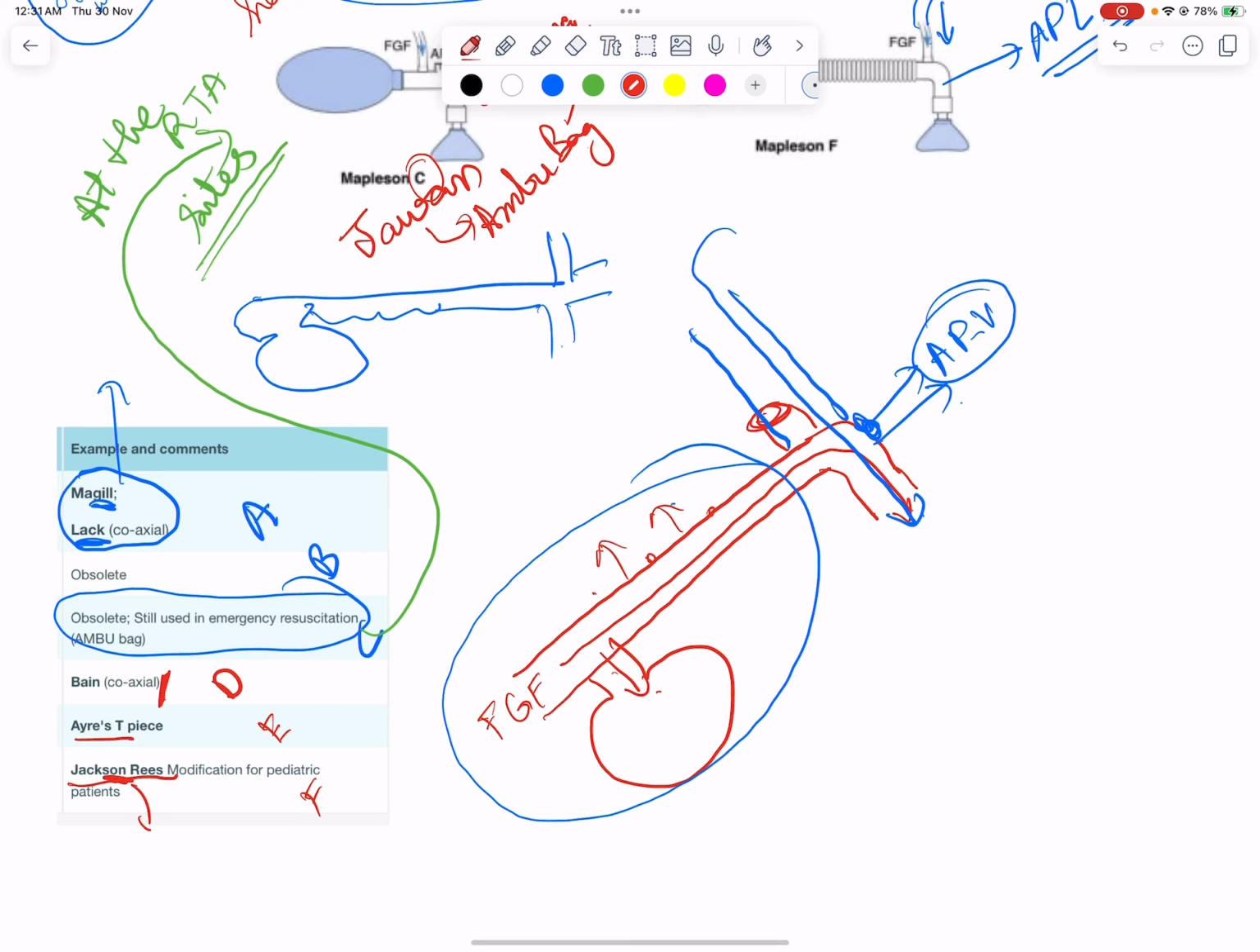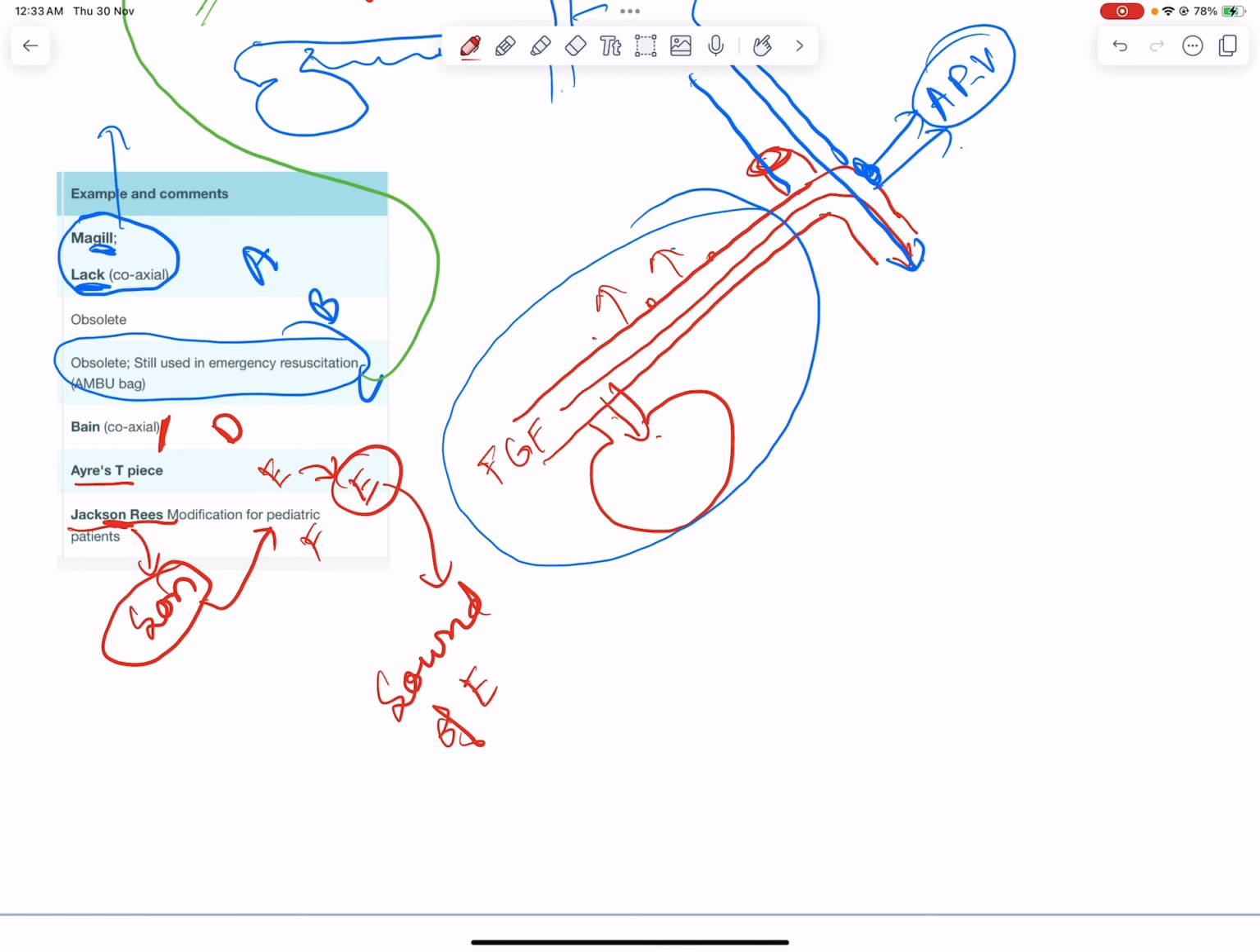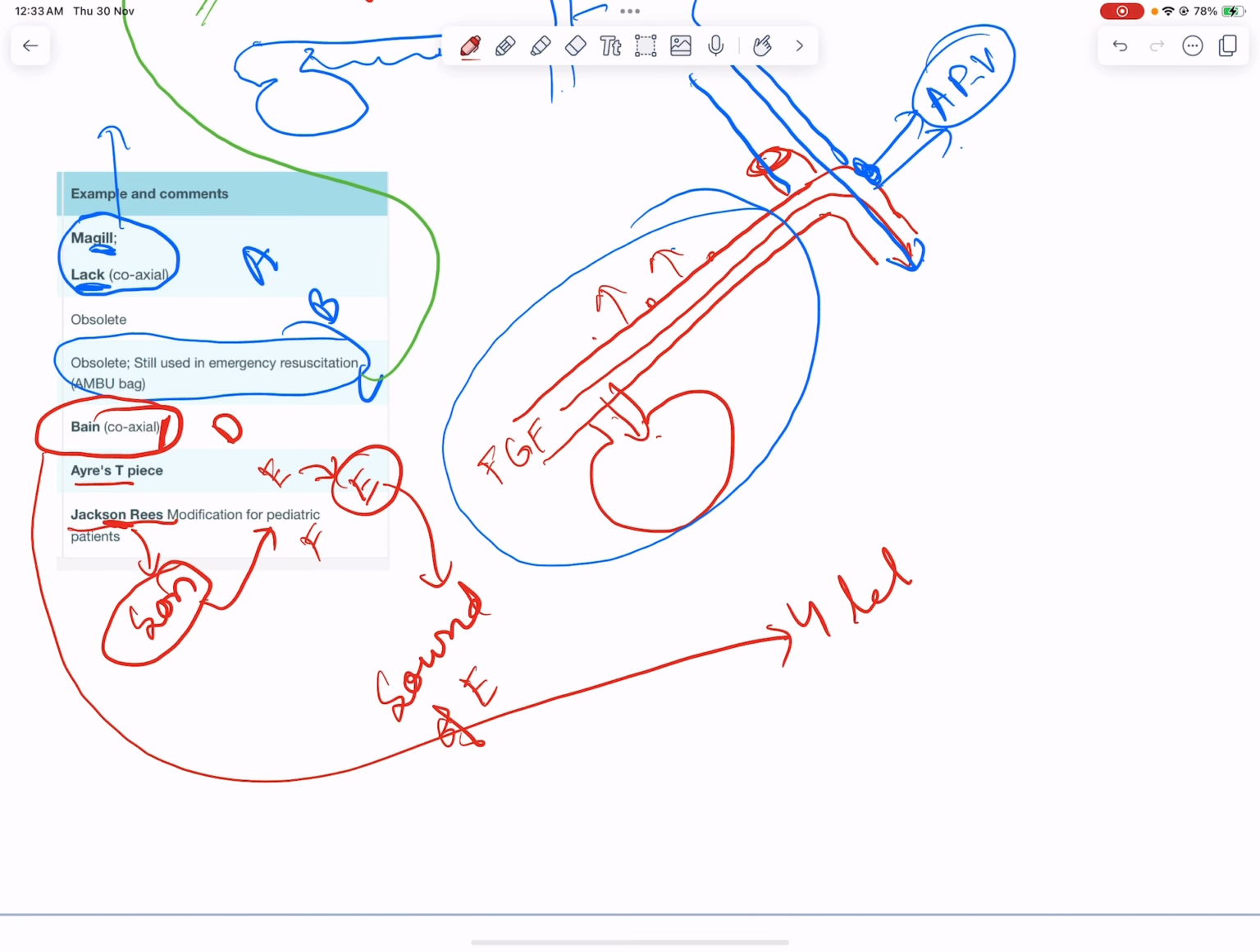Jackson, it has son in it. So son, that is for pediatric patient. And Ayers teeth is for when you speak I, so the sound of E also comes there. So it is here. Now Bain. Bain has four letters. Four letters is equal to D.